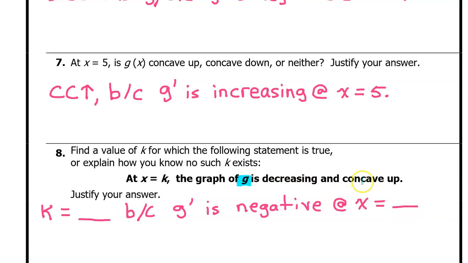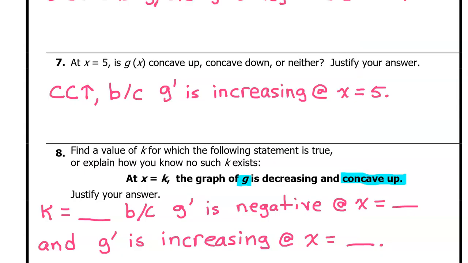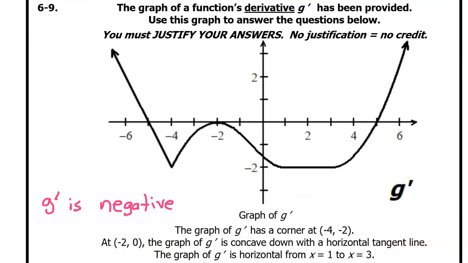But also we want g to be concave up. But again, they're asking us about g, but we must base our answer on g prime since that's the graph that we have. g will be concave up when g prime is increasing. So we add, and g prime is increasing at x equals blank. So now we just have to look back at the graph for an x value where g prime is both negative and increasing.